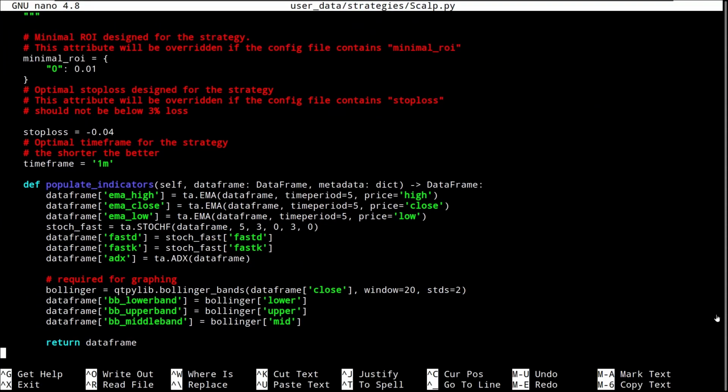To start from the top, the ROI of this strategy is 1%. This means that the strategy will sell when the trade reaches a 1% profit. Next, the strategy has a stop loss of 4%, so this tells me that the strategy should at least have a win rate of 4 to 1 to get break even.